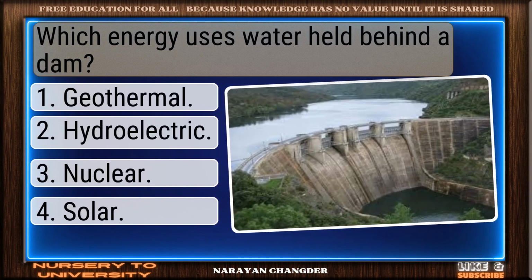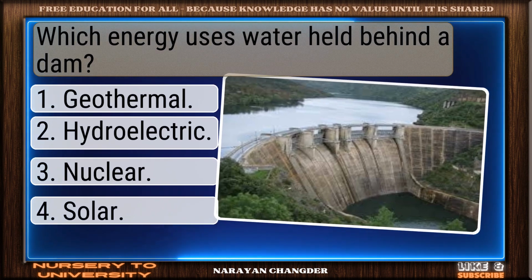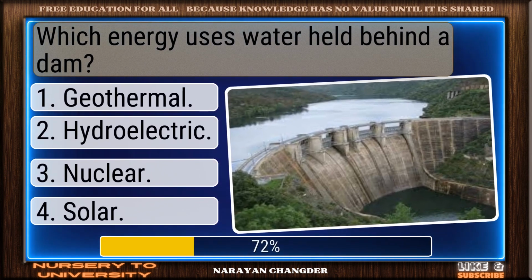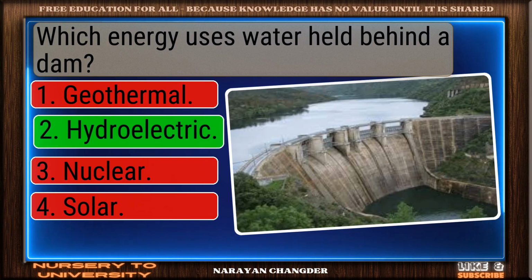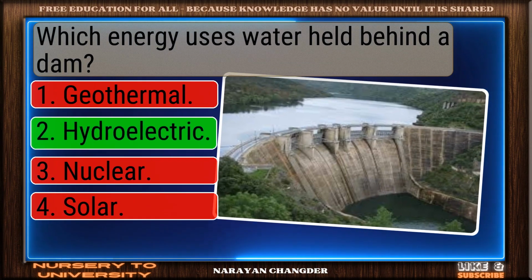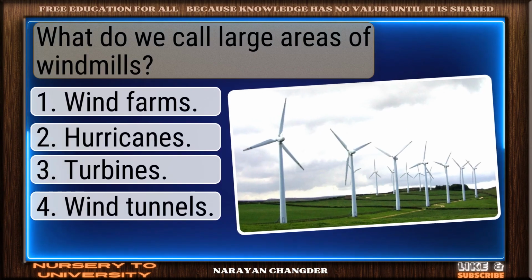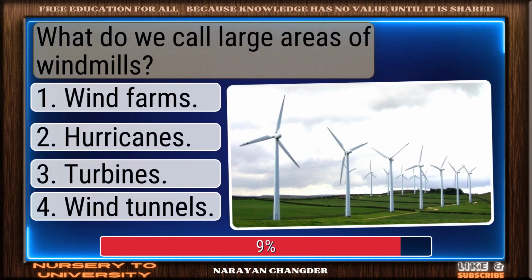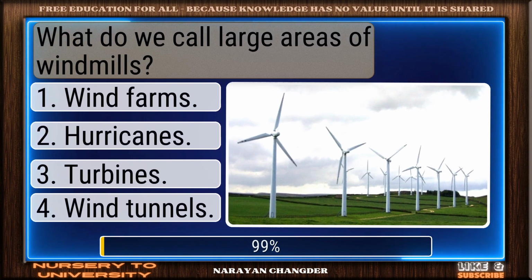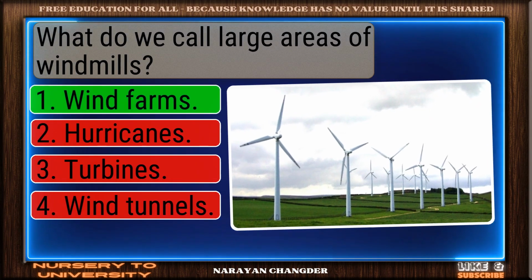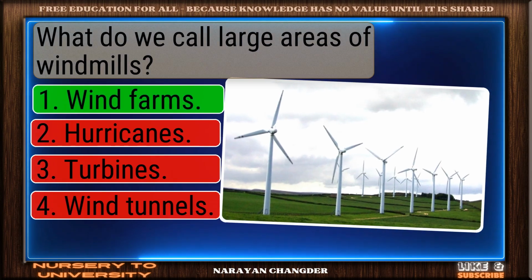Which energy uses water held behind a dam? Sharp thinking. Hydroelectric is the right choice. What do we call large areas of windmills? Excellent choice. Wind farms is the right answer.